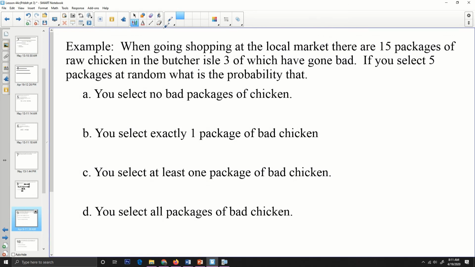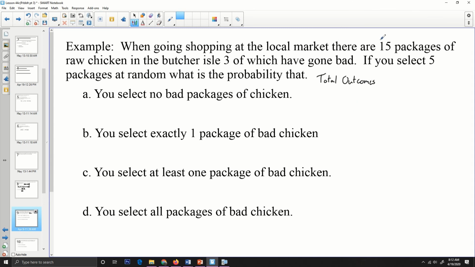Okay, next example. When going shopping at the local market, there are 15 packages of raw chicken in the butcher aisle, 3 of which have gone bad. If you select 5 packages at random, what is the probability that? Okay, let's break this down. So remember, probability is favorable outcomes over total outcomes. So the first thing we want to talk about is those total outcomes.